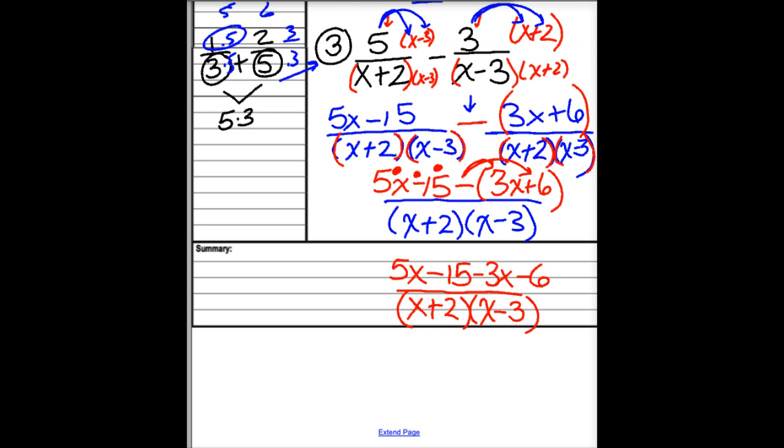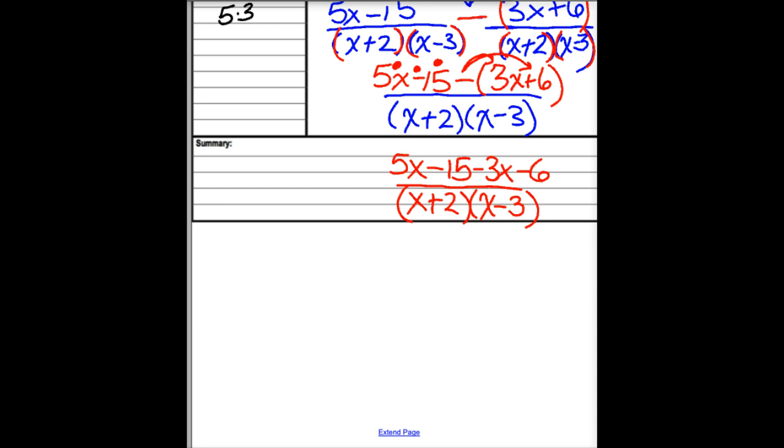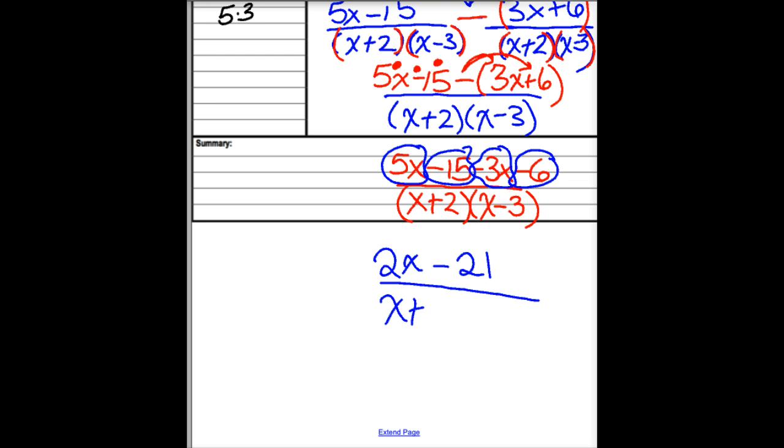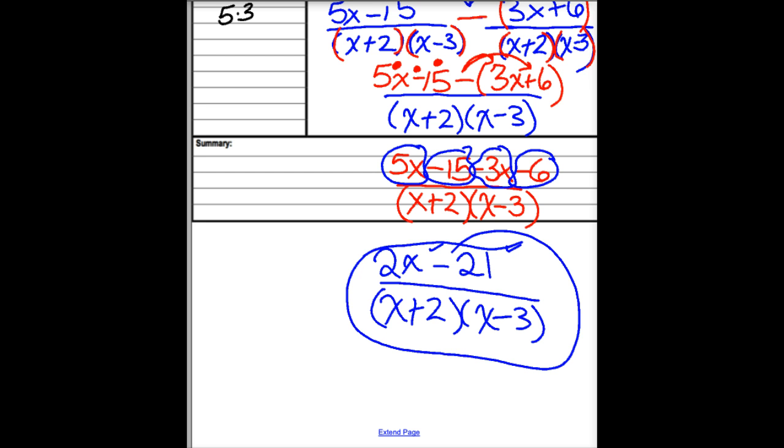On the top of this fraction, when I combine like terms, I've got 5x's minus 3x's, leaving me with 2x's on the top. I've got down 15, dropping 6 more degrees, so I'll be down 21. On the bottom, I have x plus 2 times x minus 3. And the top doesn't factor, and I can't cancel across subtraction, so I know I'm entirely done.